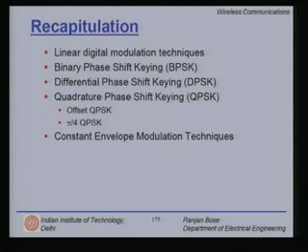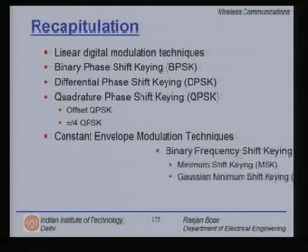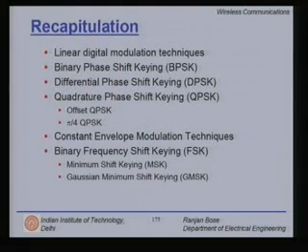We then graduated to constant envelope modulation techniques. Specifically, we looked at binary frequency shift keying and two special cases, the minimum shift keying and the Gaussian minimum shift keying. We learnt how GMSK is generated and received, and it is used for GSM communication systems. Finally, we looked at M-ary PSK systems. Now, today we will start where we left off last time with the quadrature amplitude modulation signals and then go on to study the spread spectrum techniques.